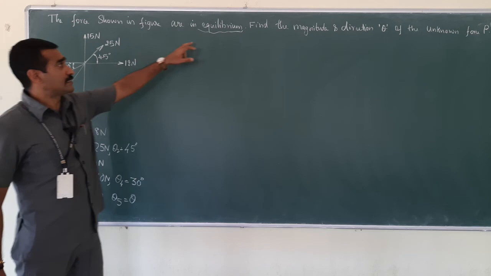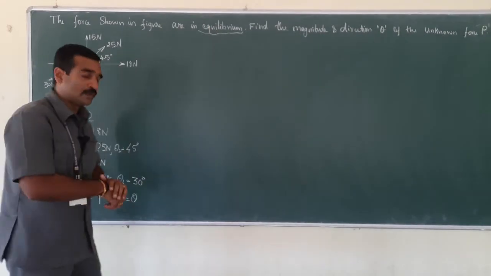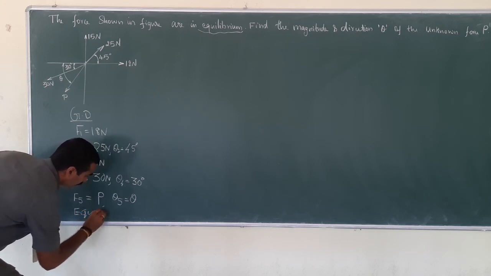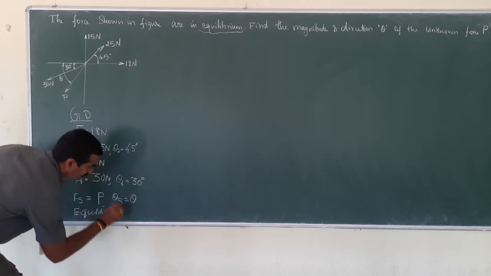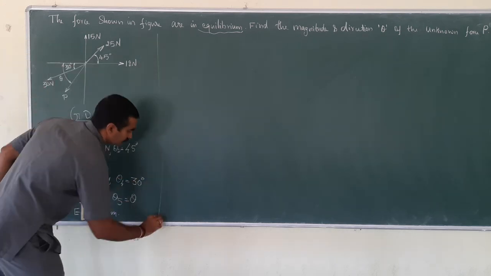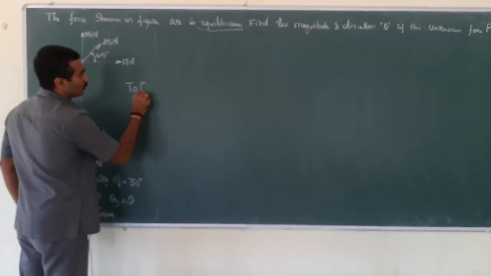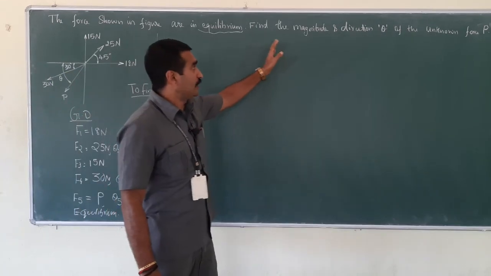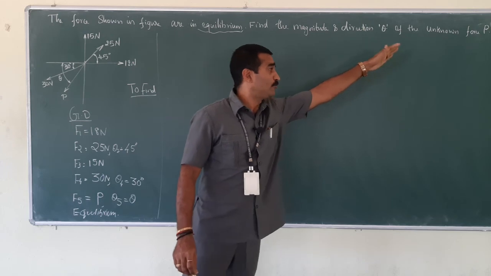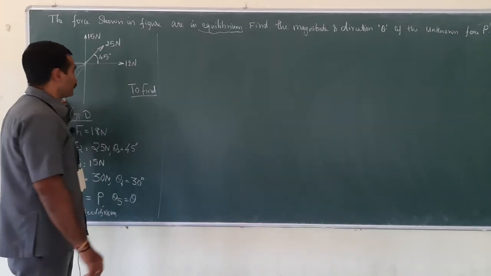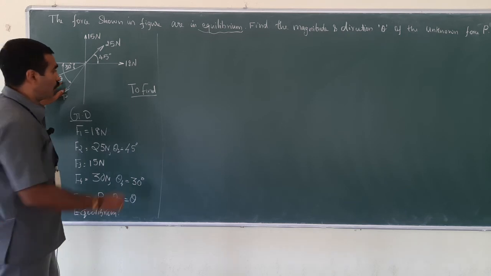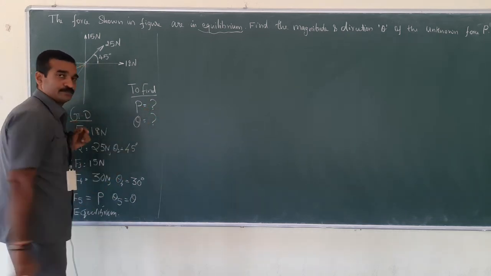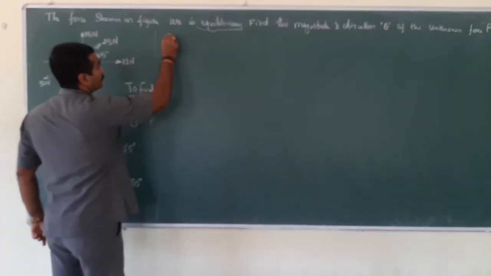In addition to that, it says the equilibrium condition. So, you have to mention this as the equilibrium condition. To find: what needs to be found from this question is the magnitude and direction theta of the unknown force P. Look at this diagram. P is unknown and theta is unknown. Therefore, P equal to what? And theta is equal to what? Solution.